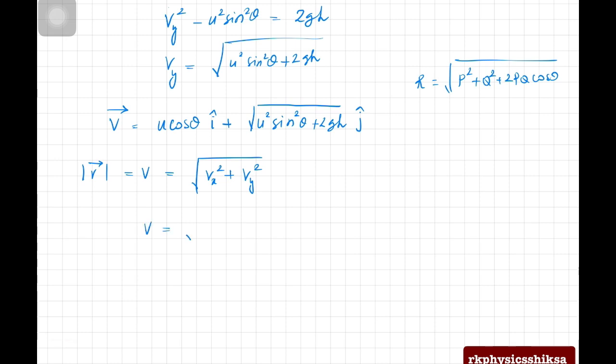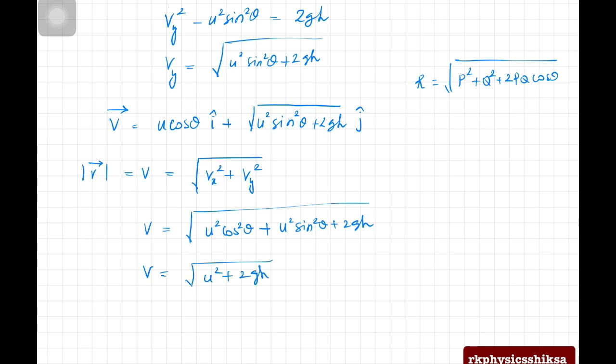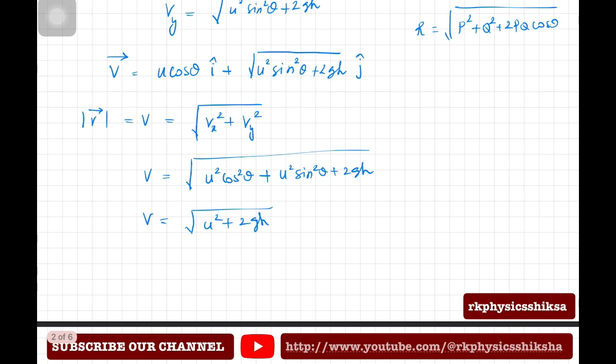So velocity will be equal to root of u square cos square theta plus u square sin square theta plus 2gh, since the square and root get cancelled. From this I can write the v value as root of u square plus 2gh, because if I take u square common, I'm left with sin square theta plus cos square theta, which is 1. So this is the magnitude of the velocity at the point where the body strikes the ground.